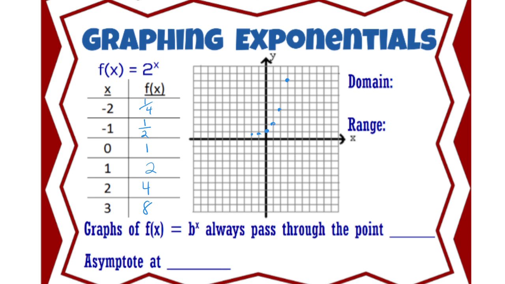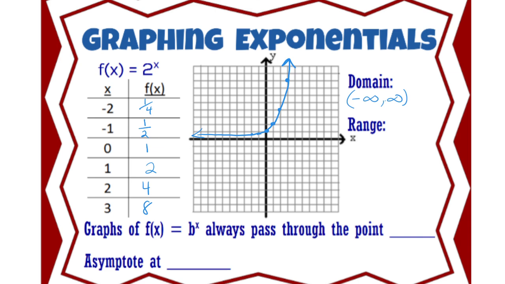But this is the general shape of an exponential function. It starts off low, and then at some point, it just starts shooting up very rapidly. Now, some things to consider on this. Let's talk about the domain, first of all. The domain will go forever left and forever right.